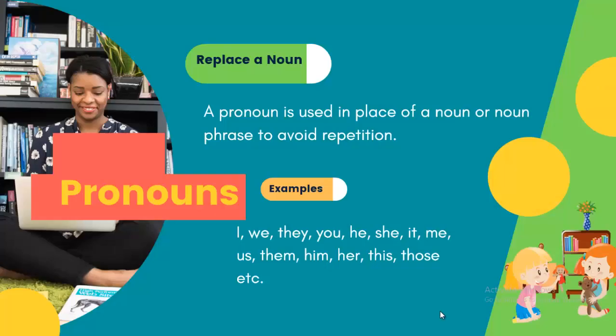What is a pronoun? A pronoun is used in place of a noun or noun phrase to avoid repetition. So it's a word that can substitute or take the place of a noun. I, we, they, you, etc. are examples of pronouns. Without pronouns, we would have to repeat nouns constantly, and that would make our speech and writing repetitive and cumbersome.